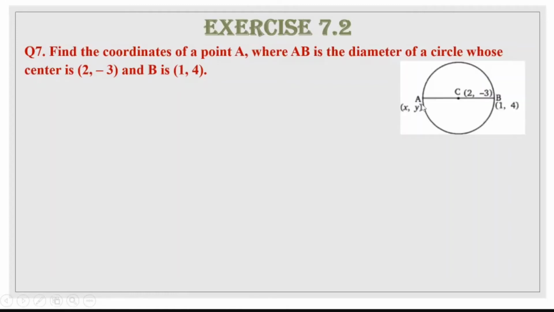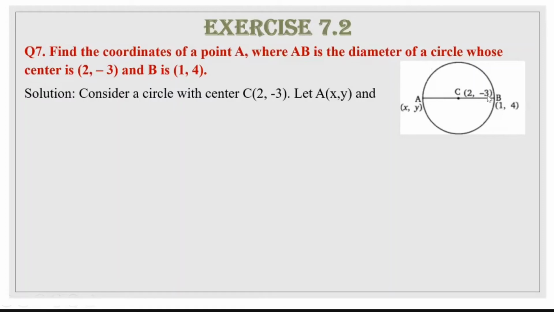So this is how I'll be getting the figure. A is given by (x, y), B is given by (1, 4), and point C, the center, is given by (2, -3). So one way is that the distance AC is equal to the distance BC, but again that's a lengthy process. I know that the center is the midpoint of the diameter. So that means (x + 1)/2 is equal to 2, which will give me the value of x, and (y + 4)/2 is equal to -3. That will give me the value of y. So let us try to do it.